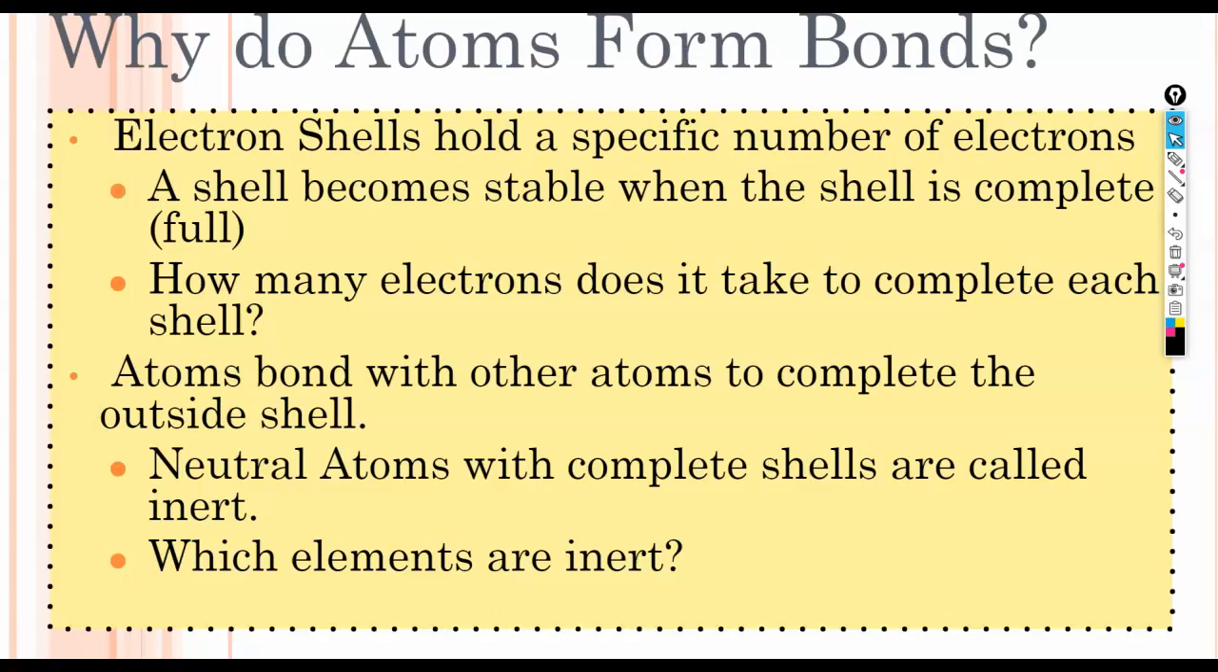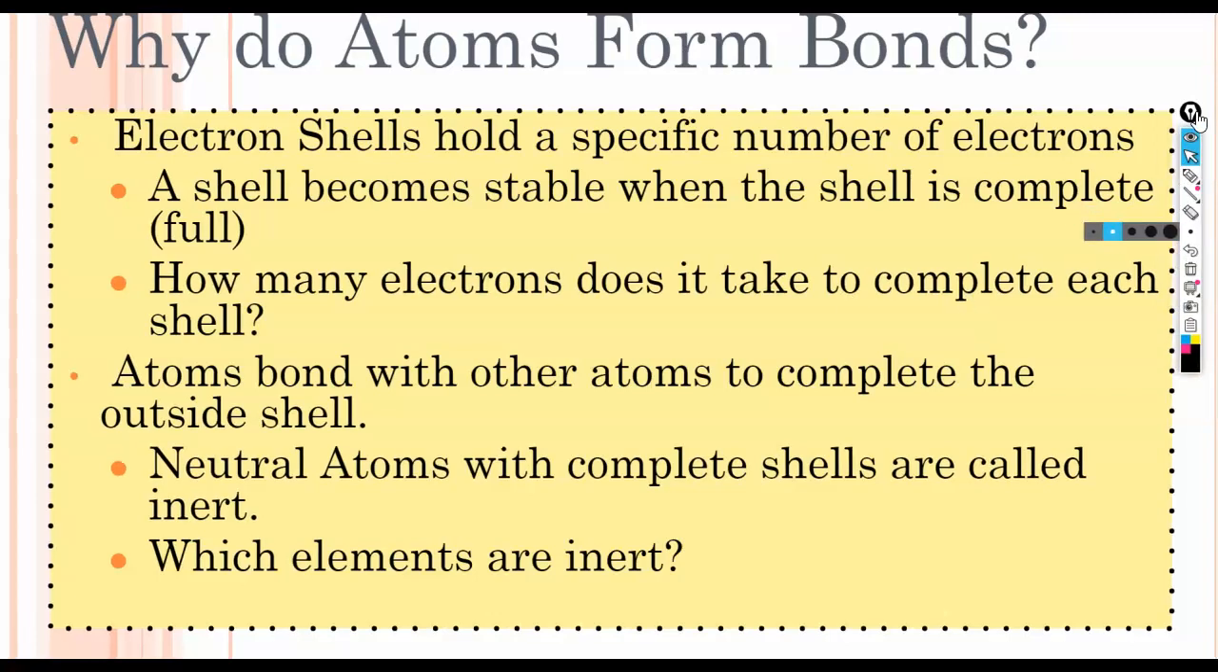Before we start talking about bonding, let's talk about why atoms form bonds. The reason atoms react with each other and bond together the way they do is because of those valence electrons. The electron shells hold a specific number of electrons, as we just talked about. Most shells hold 8 valence electrons, although the first one holds 2.